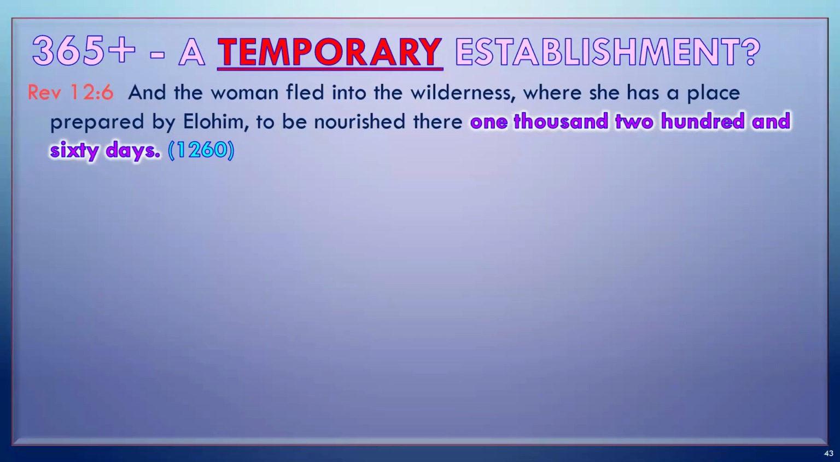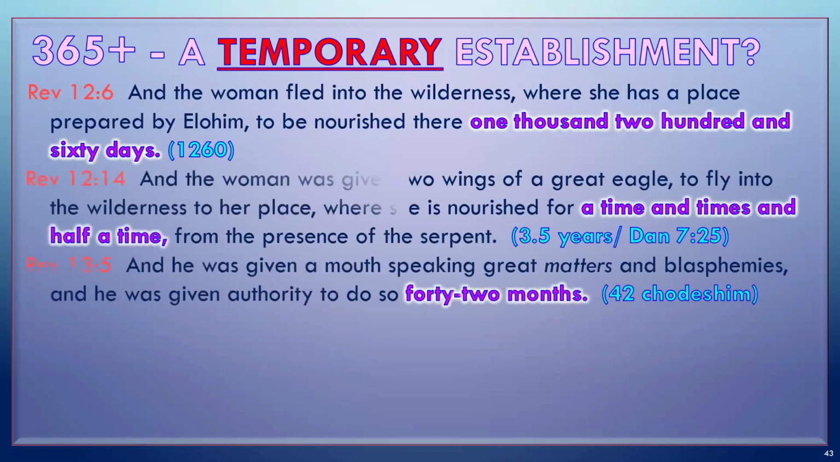365 plus, a temporary establishment? Could it be? Revelation 12, verse 6. And the woman fled into the wilderness, where she has a place prepared by Elohim, to be nourished there 1,260 days. There's the 1260. Revelation 12:14. And the woman was given 2 wings of a great eagle to fly into the wilderness to her place, where she is nourished for a time, and times, and half a time from the presence of the serpent. There's your 3.5 years. You can read about that in Daniel 7, verse 25 also.